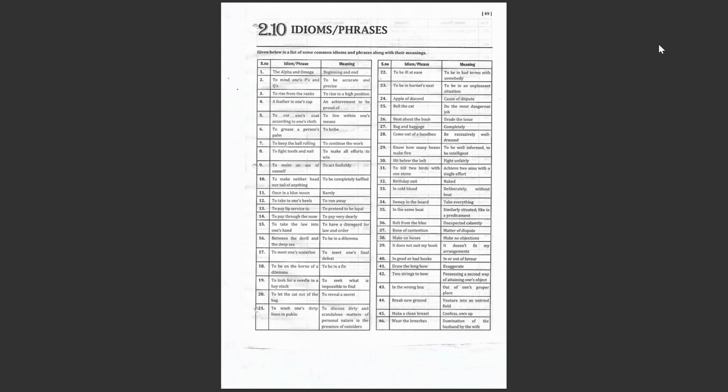The next word is a feather in one's cap. A feather in one's cap means an achievement to be proud of. If you have accomplished anything in your life that you can be extremely proud of, or that people are proud of that thing, then you can refer to it as being a feather in your own cap.